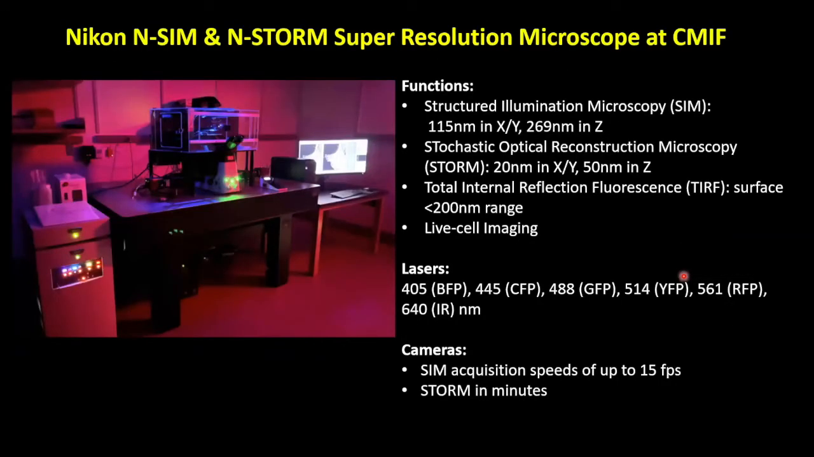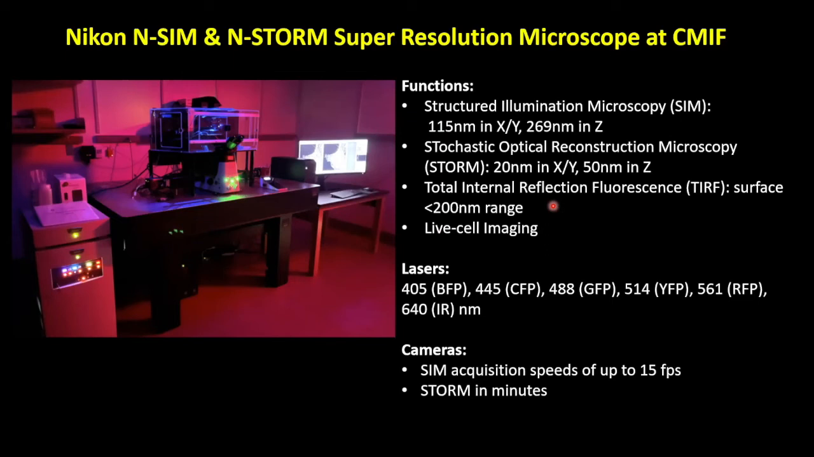And at the CMIF, we acquired this Nikon so-called N-SIM and N-STORM super resolution microscope. As I mentioned, we have SIM resolution of 115 nanometers in XY, 250 in Z, and STORM resolution of 20 nanometers in X and Y, 50 in Z. It also comes with so-called TIRF, total internal reflection fluorescence microscopy, which is used for the surface 200 nanometers. And this system also has the capability for live cell imaging.